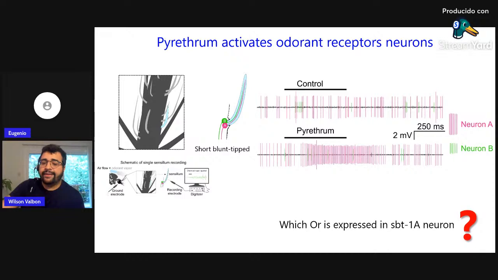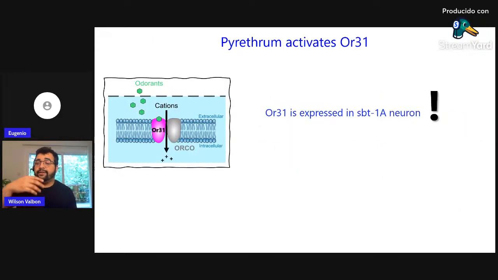Okay, but now what is the identity of that odorant receptor that is expressing that neuron? Okay, we found the neuron. Then what is the identity? This is a very hard technique to find that. After a couple of years, we could find. I'm making a long story short and showing you that we identified the identity of that odorant receptor: odorant receptor OR31. OR31 is expressed in that sensilla, in that neuron that is activated by pyrethrum.